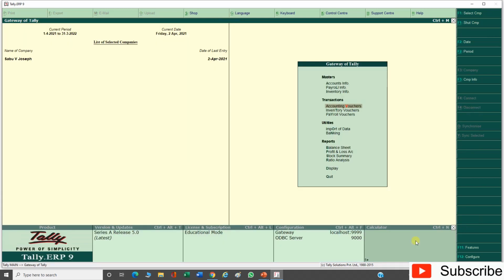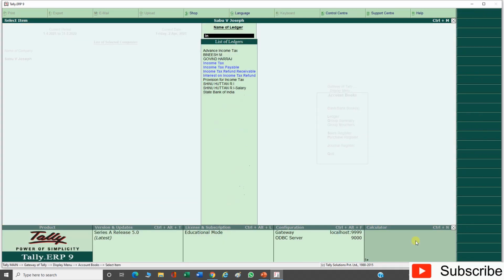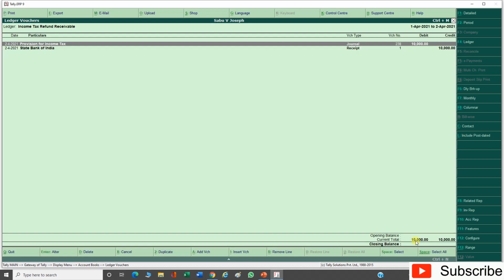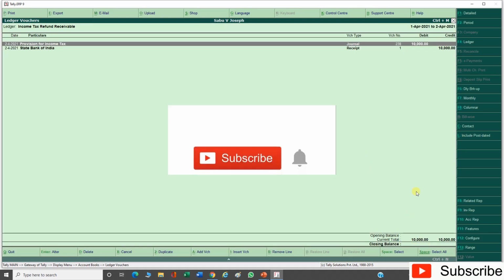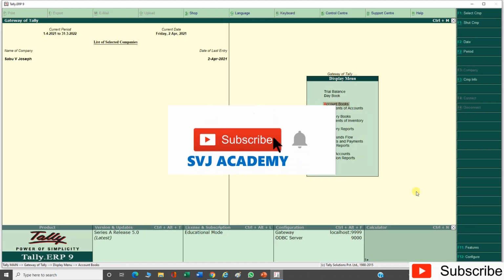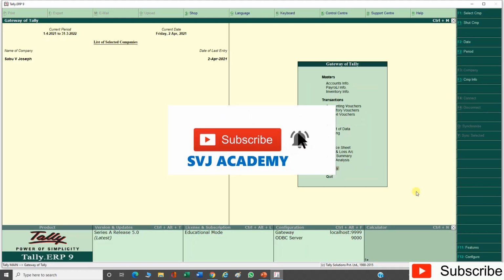Save it. Now go to the income tax refunds receivable account. That account will be closed. That amount we received from the government and this account is closed. On the next case, we are receiving an assessment order from the income tax authority for making an additional payment of tax. So go to voucher.